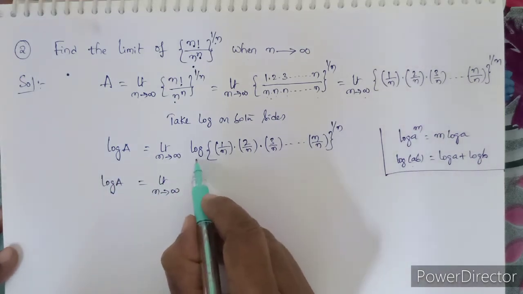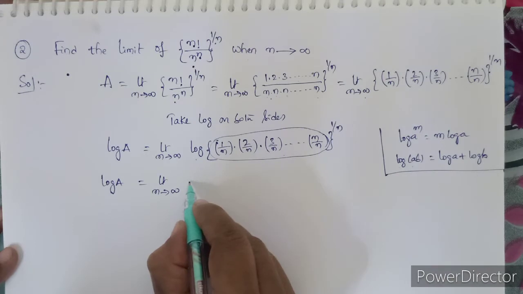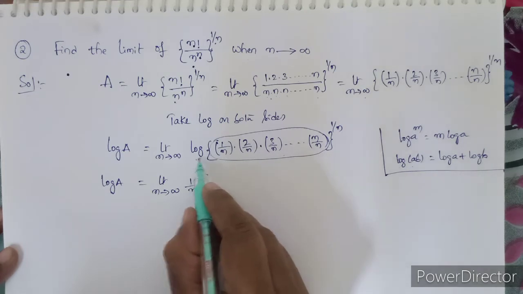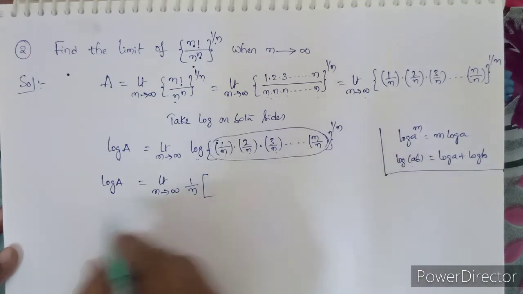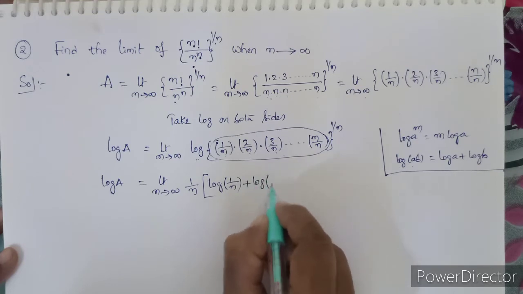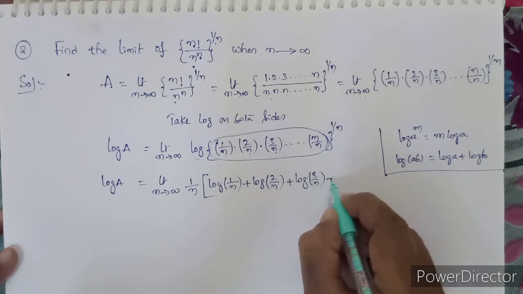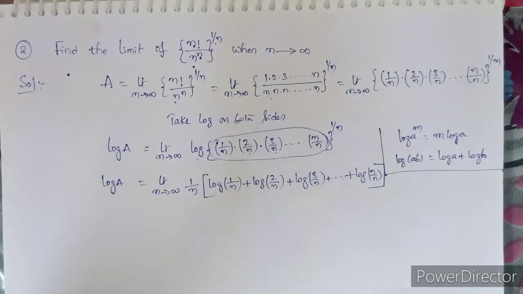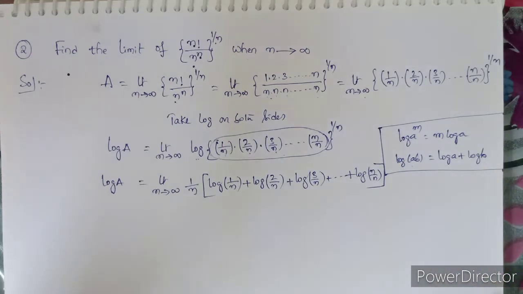First we consider this as log of a power m, we write it as m into log a. So log of a into b into c into d, we write it as log a plus log b plus log c and so on, plus log n by n. So we have used these two formulas in logarithms simultaneously, at a time.